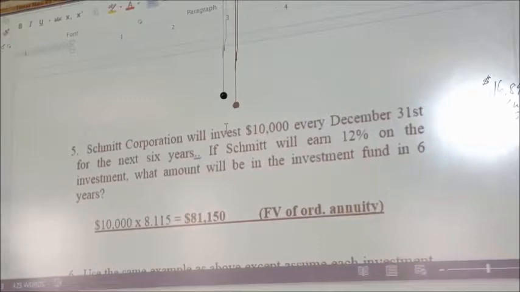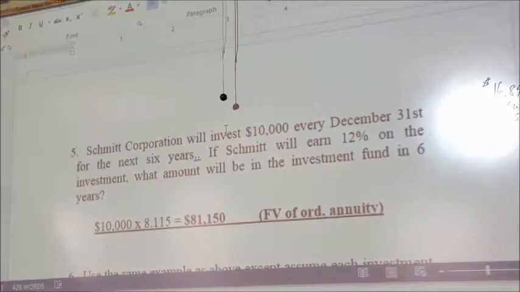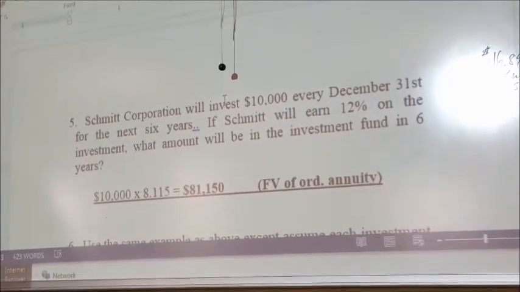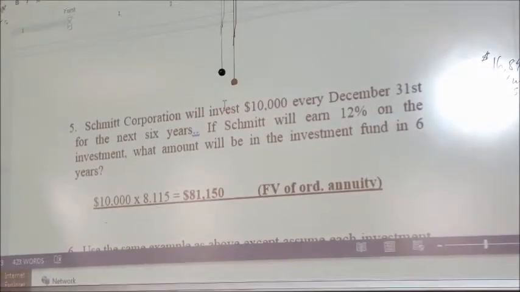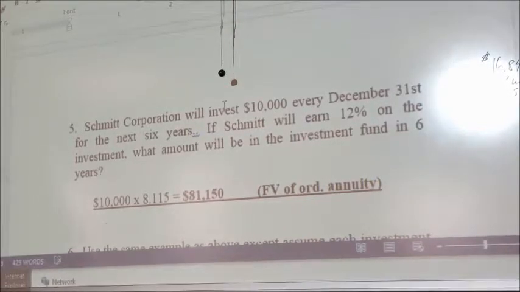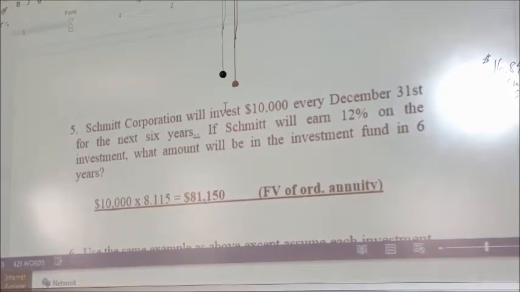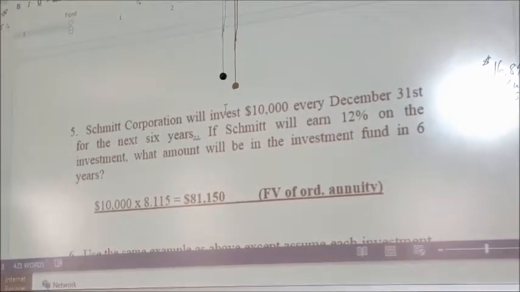Well, for 5, you put away $10,000 at the end of every year. So that makes it an ordinary annuity, nothing to do with your charts, nothing special. Put away $10,000 at the end of every year for 6 years. Instead of having $60,000, I'll now have $81,150.